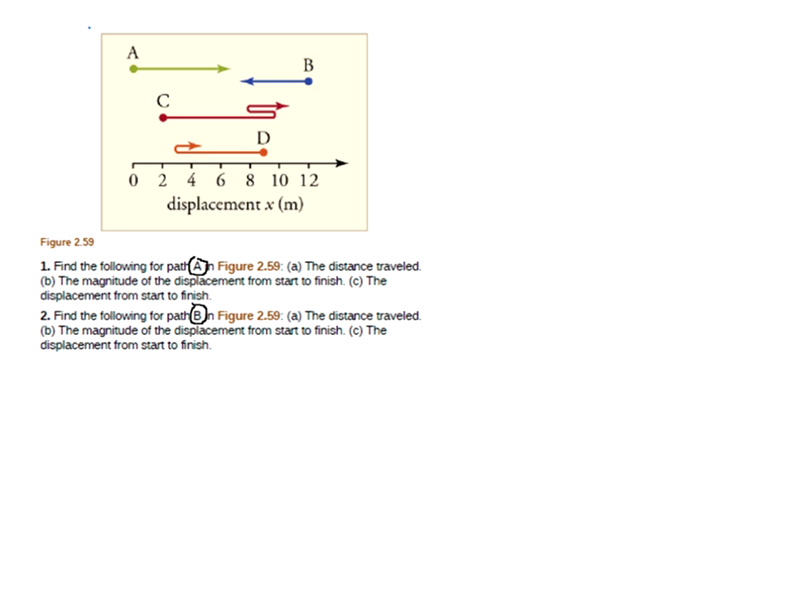So A starts at 0. Let's use a color that sort of matches that. This doesn't match it perfectly, but A starts at 0 and ends at 6. So number 1, which is A. So the distance traveled is equal to 6 meters.